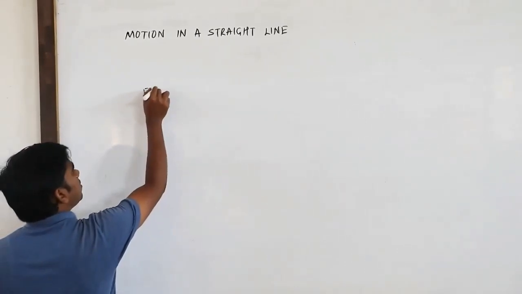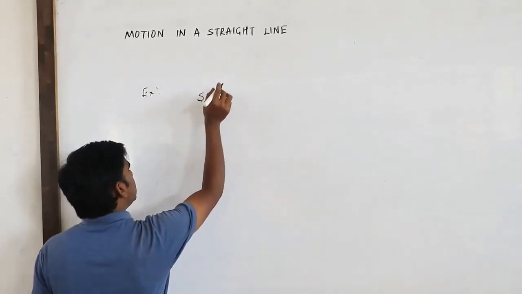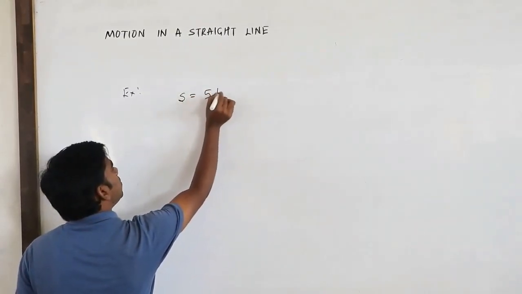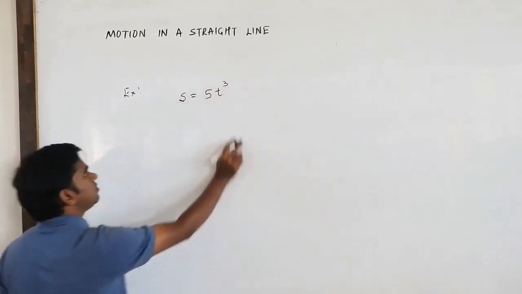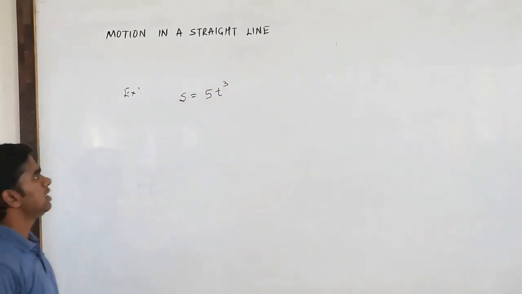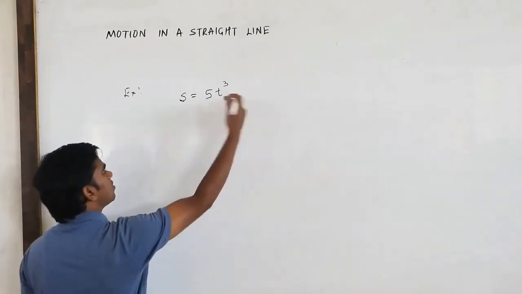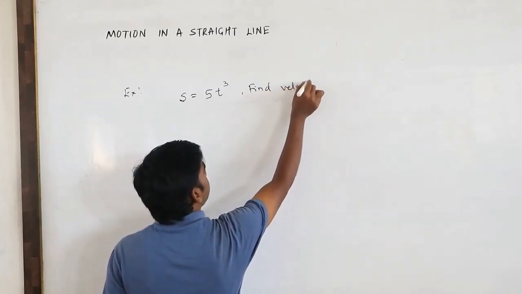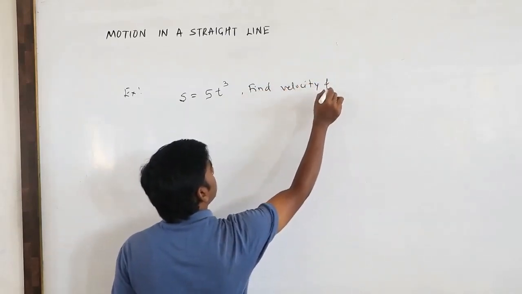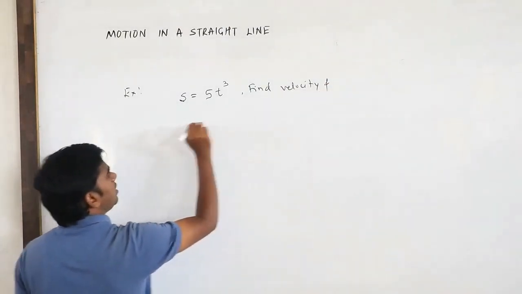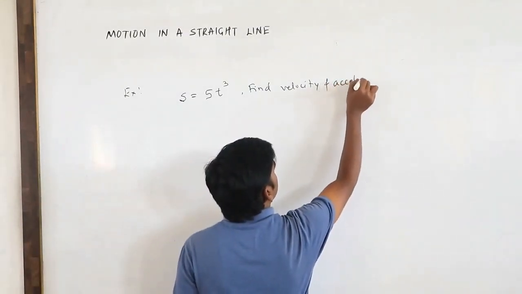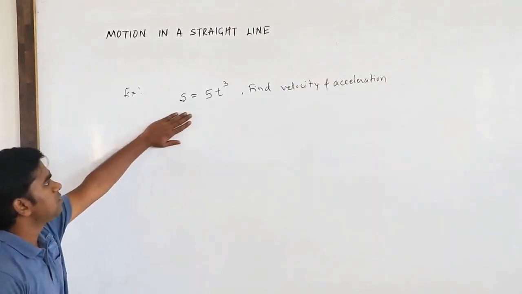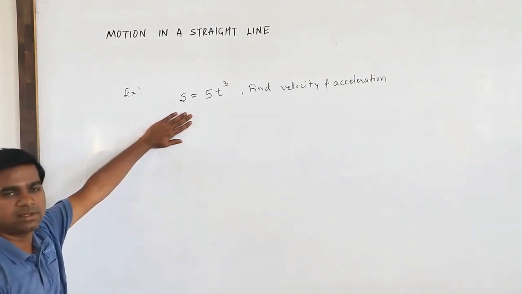So next example, a very simple example. S equals what is given? Given is 5 into t raised to 3. Okay. Only this much, not plus or anything. The question is a little extended: find velocity and acceleration. So one more thing they are asking. S equals 5t cube. Find velocity and acceleration. Okay.